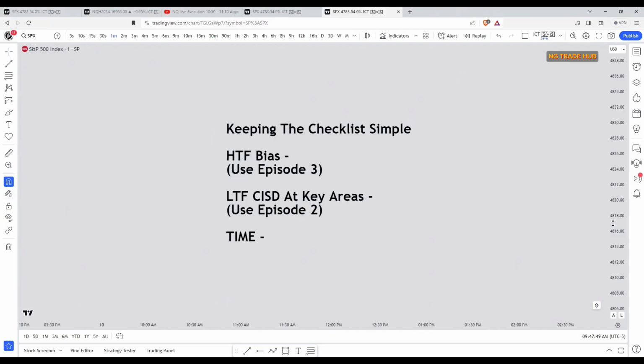Look for lower time frame changes in the state of delivery at key areas. Let's say the key area is sell side liquidity. It's going to be a high probability place to look for changes in the state of delivery. And you could also use time. You could utilize something as simple as kill zones as confluence, or macros. That's what I do. Time doesn't have to be at a macro for me to trade. It's something I'll just use as an extra confluence though.